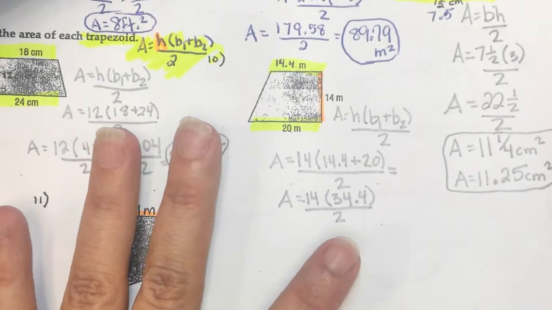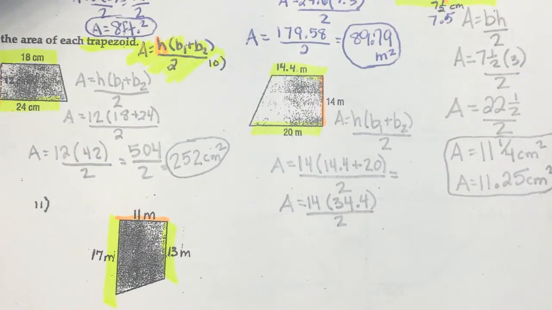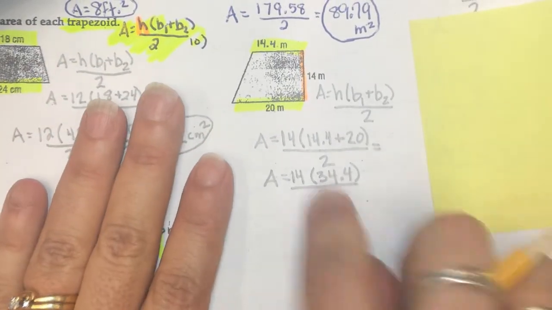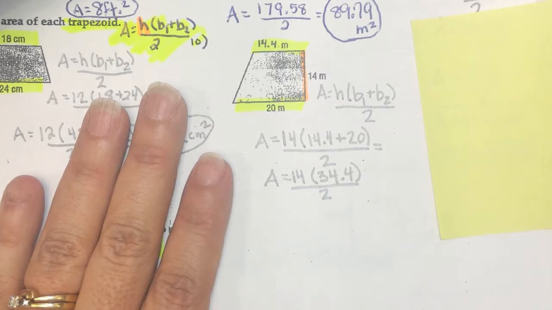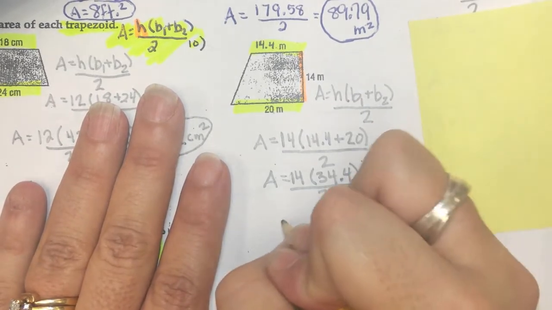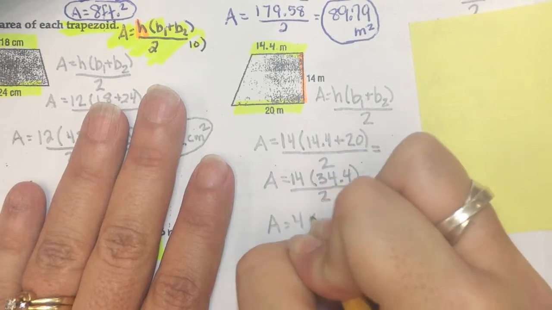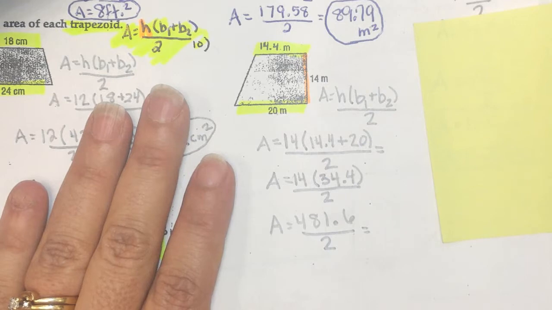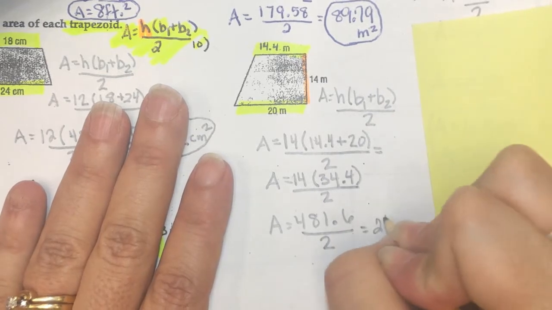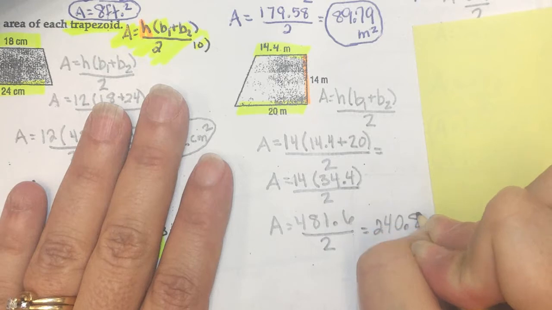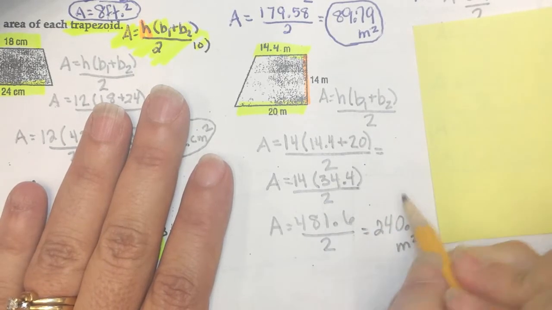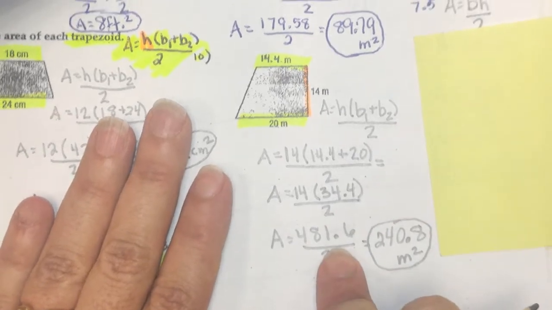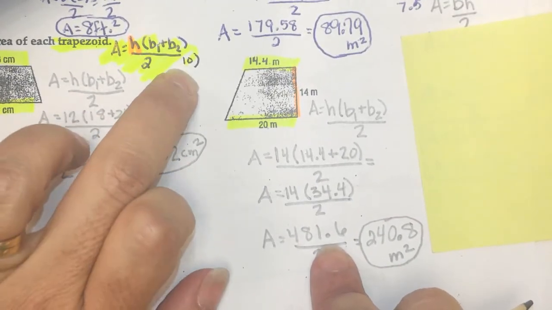Give me a second, I'm going to cover that up. I got to now do times 14. Getting some big numbers here. 481.6 divided by 2 is going to equal, you got it, 240.8 meters squared. Okay, and that's that one. That's number, kind of lost track here, that's number 10.